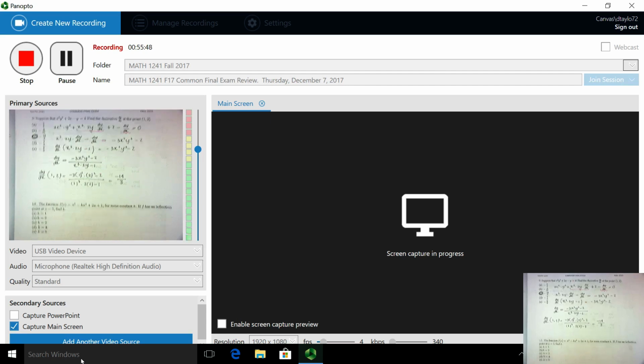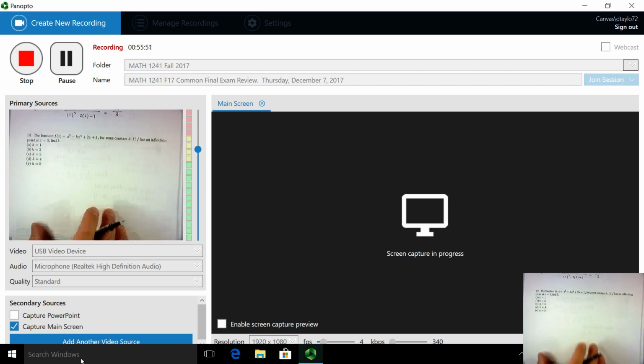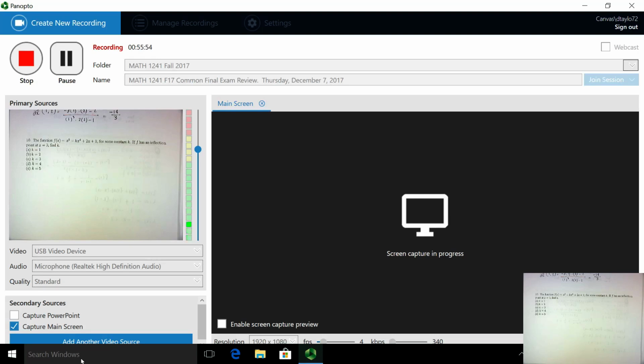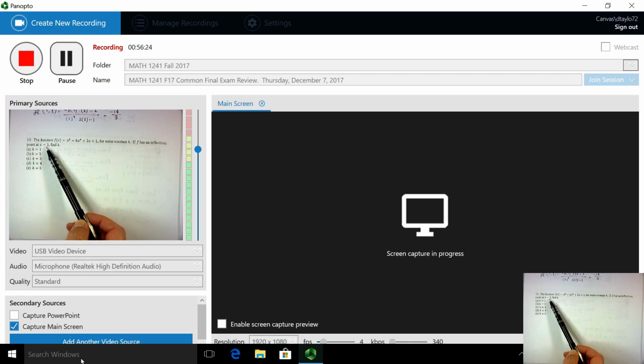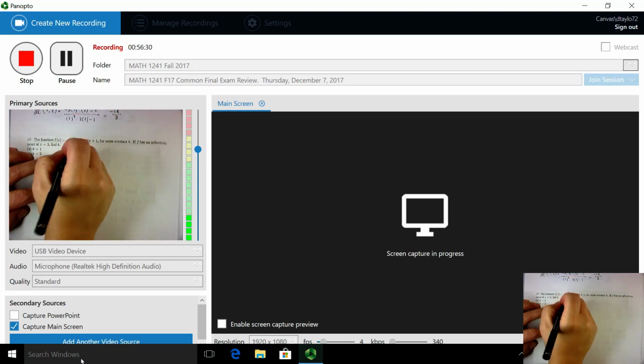All right, problem number 10. We're given a function f of x equals x to the power 5 minus k times x to the power 4 plus 2x plus 1 for some constant k. The problem tells us that f has an inflection point at 3. What is k? What do we know about inflection points? If I find the second derivative and set it equal to 0, that gives me the inflection point. So if I plug in x equal to 3 and set that equal to 0, that should be an inflection point. Let's start by finding that second derivative.